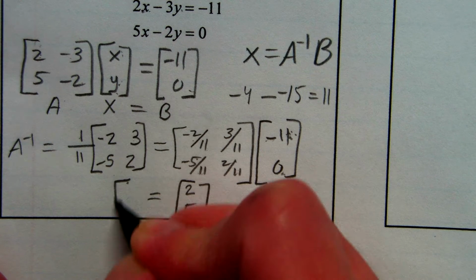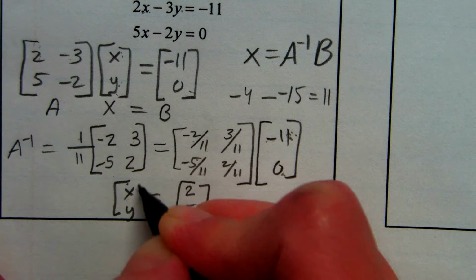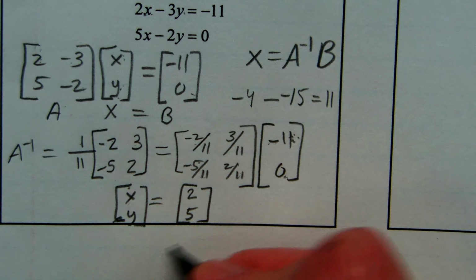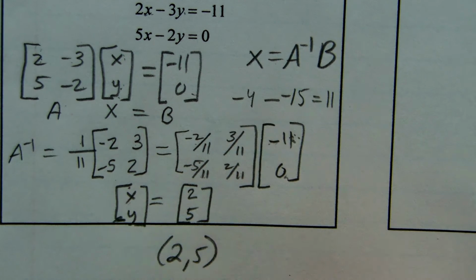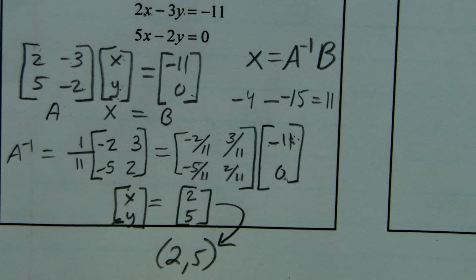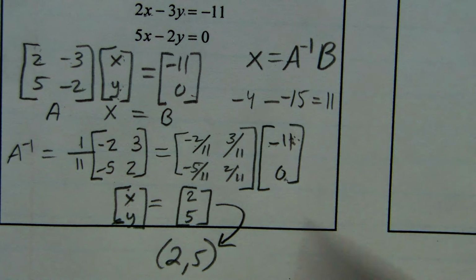And basically this gives you X and Y. If you were thinking about this in graphing terms, you would write the point (2, 5) like this. That's what it actually represents. X is 2 and Y is 5. So it's just a process to solve systems of equations.